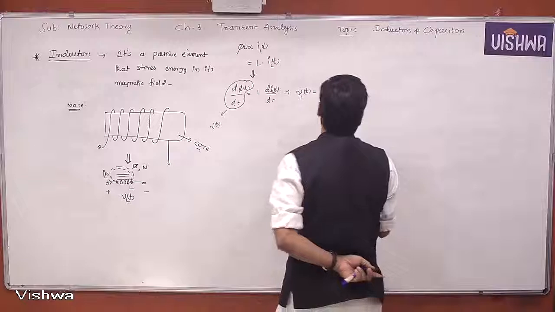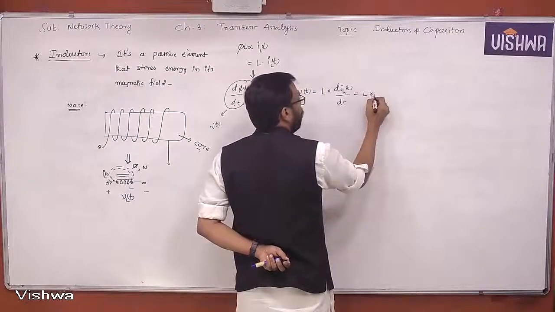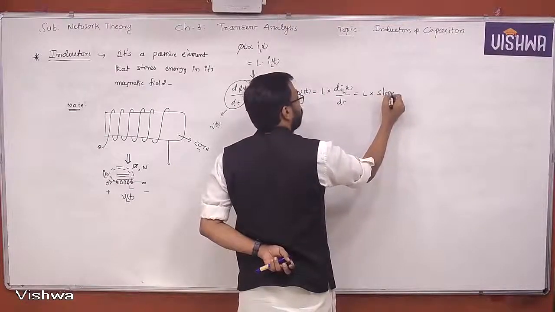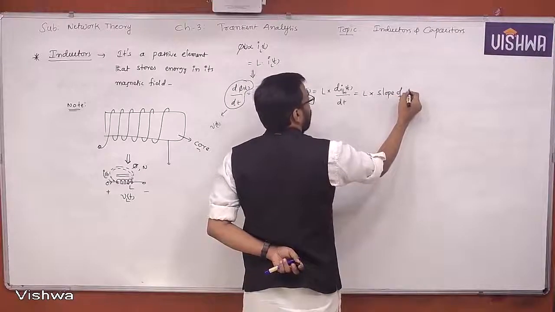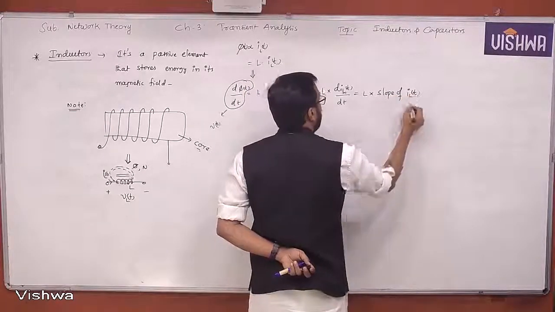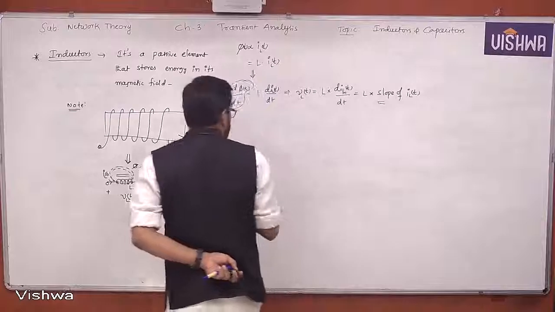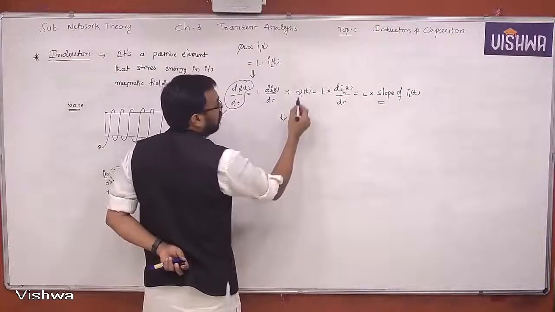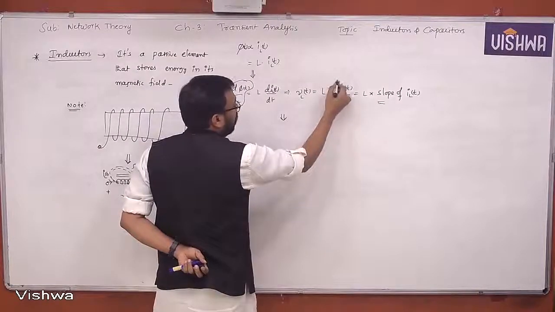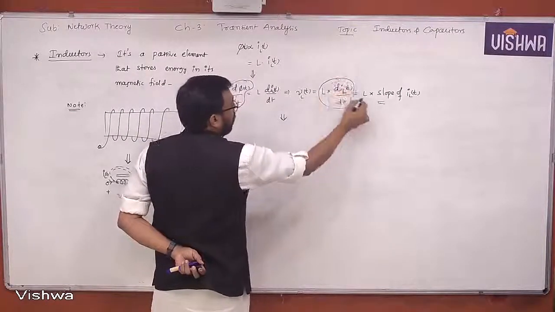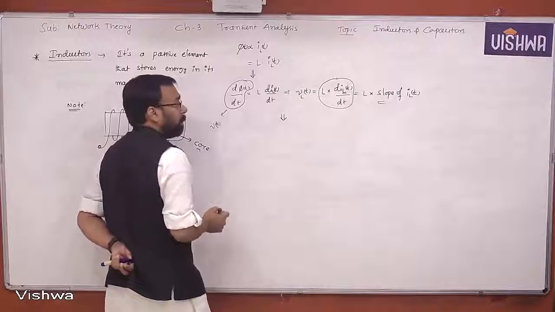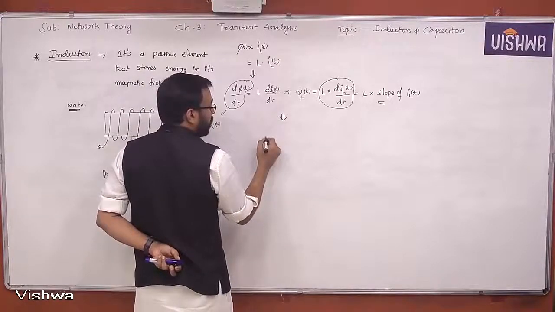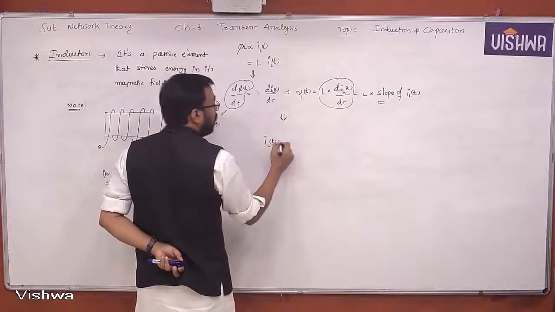Understand all of you? Can I say this is nothing but L into the slope of IL of t? Yes or no? Slope of IL of t. It's very, very important. Now apply integration on both sides, as you know very well. This is L into the slope of IL of t. Now what do you get here? Just like in the case of the capacitor, can I write directly here?